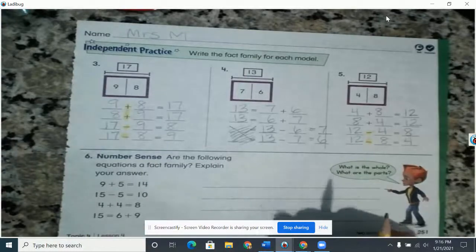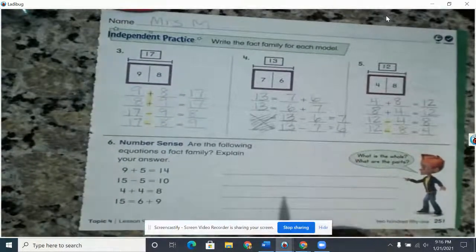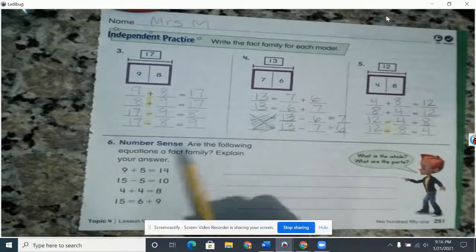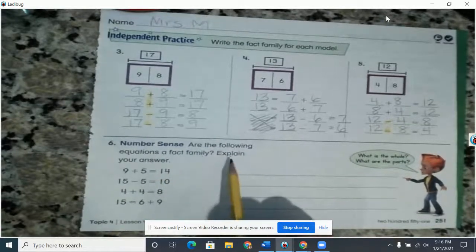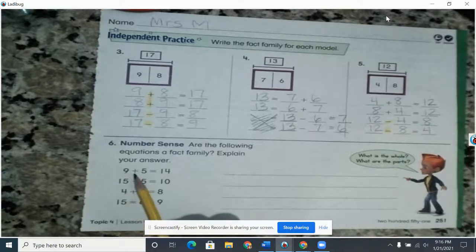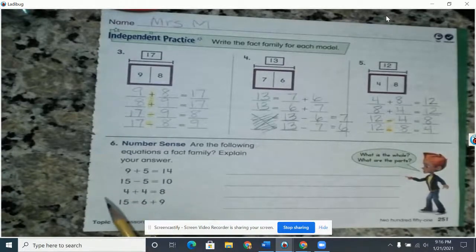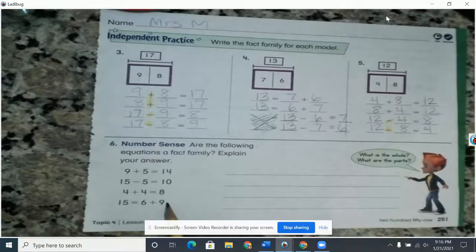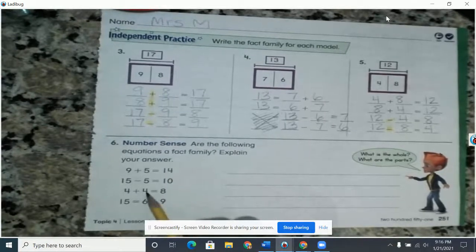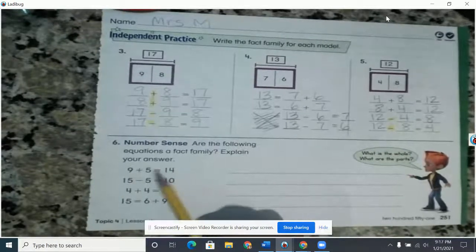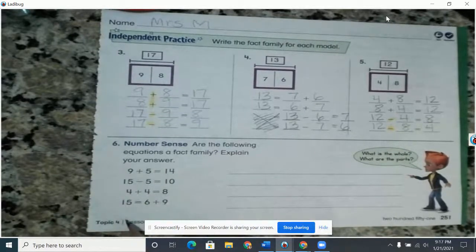Now, sometimes they want you to think a little bit harder and they give you some other questions to think about here. It says, are the following equations a fact family? Explain your answer. So we have 9 plus 5 equals 14. We have 15 minus 5 equals 10. 4 plus 4 equals 8, and 15 equals 6 plus 9. So they do have the same whole. This addition problem and this addition problem and this addition problem, they all are different. They don't go together. They don't have the same parts.